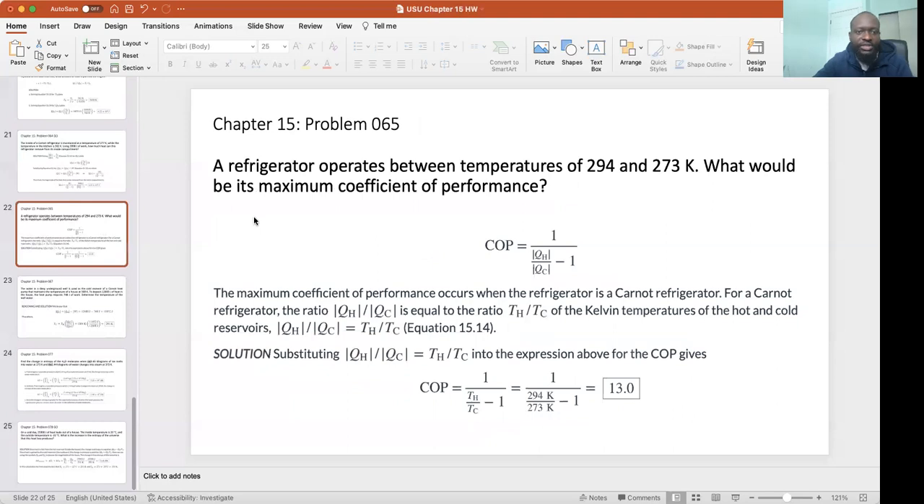The next problem says, chapter 15, problem 65, a refrigerator operates between temperatures 294 and 273 Kelvin. What would be its maximum coefficient of performance? So coefficient of performance is 1 over Q hot over Q cold minus 1. But we have Q hot over Q cold is T hot over T cold. So this becomes T hot over T cold minus 1. And then that becomes 1 over 294 divided by 273 minus 1. And that gives us our answer for the coefficient of performance.